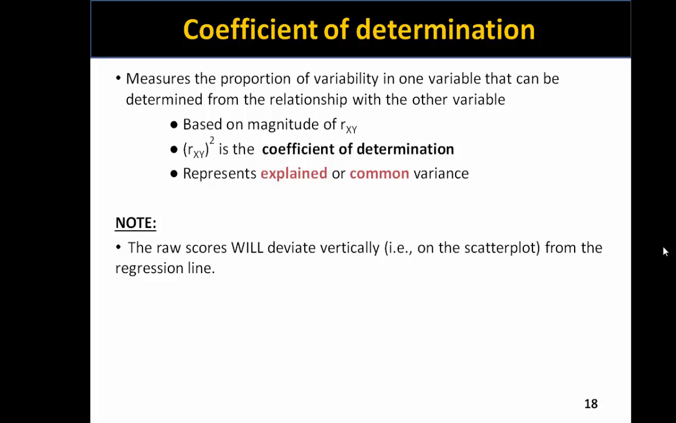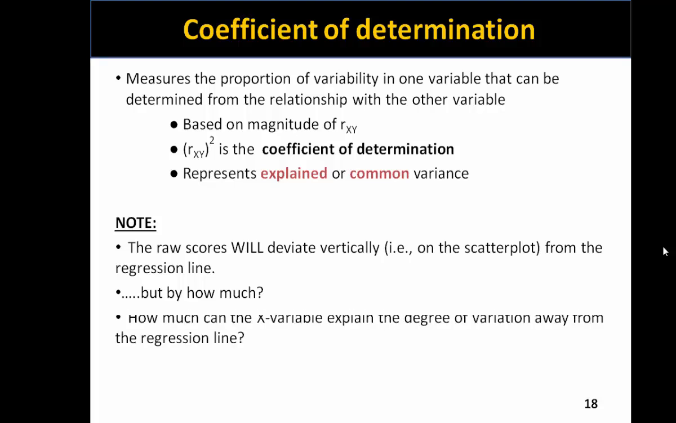The raw scores will deviate vertically from the regression line, or the line of best fit. But the big question that we ask in this approach is, how much will it deviate? And in doing so, how much can the x variable explain the degree of variation away from the regression line in the outcome variable of interest?